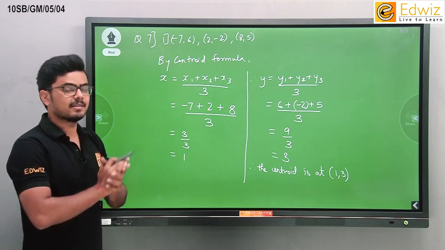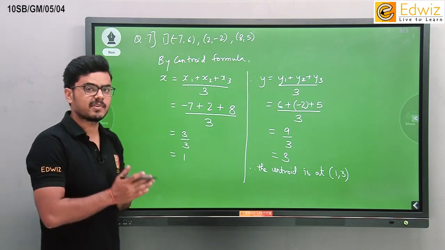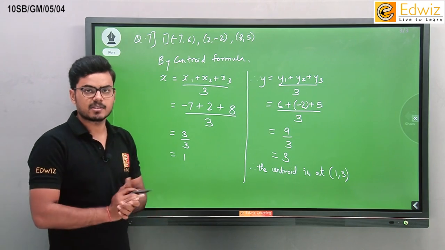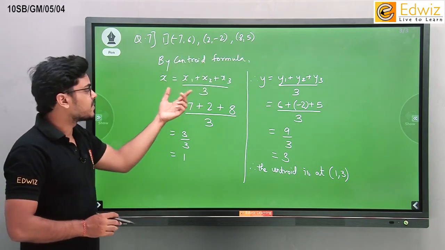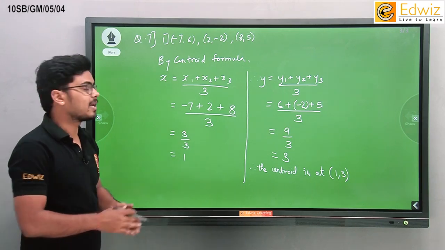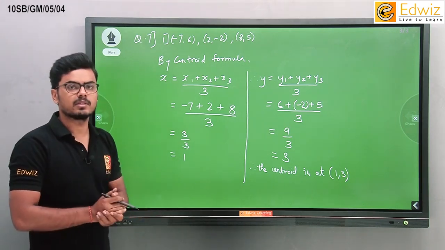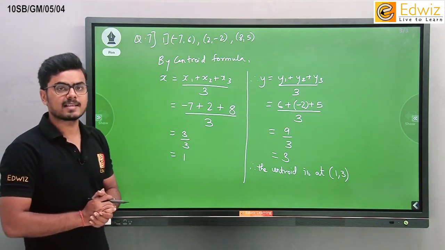Okay. So the next two questions are very similar to this, very straightforward, direct application of formula you have to do. All the three vertices are given. Just substitute the values and find the answer. So I'll wait for 30 seconds for you to note this down. Then we'll continue on to the next part.